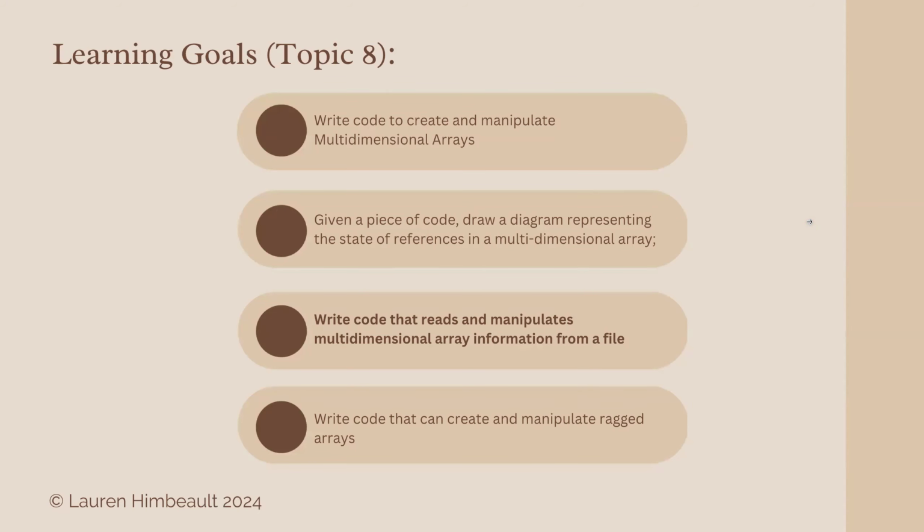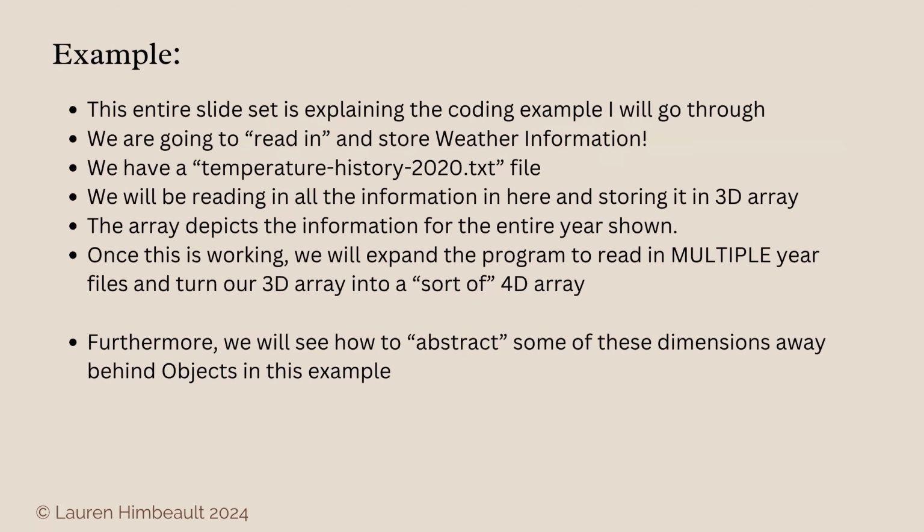So we're going to be writing code that reads and manipulates multidimensional array information from a file, and that's going to be this entire video. So here's my example. We're going to read in and store weather information just like we said we would. We have a bunch of temperature history files that I'll show you in a second, and we're going to read in all this information and store it into a 3D array.